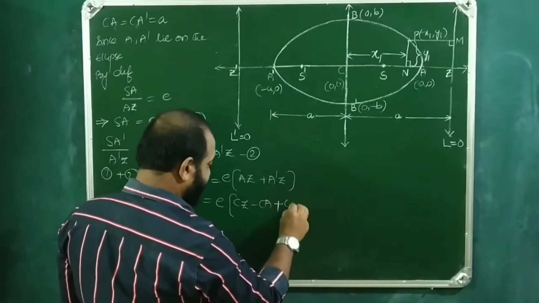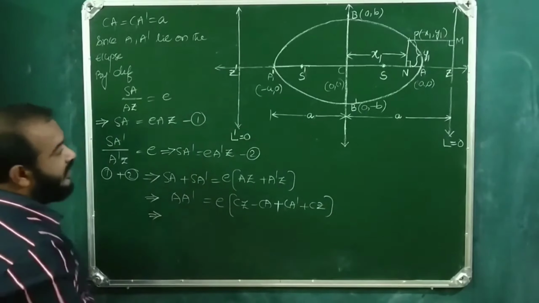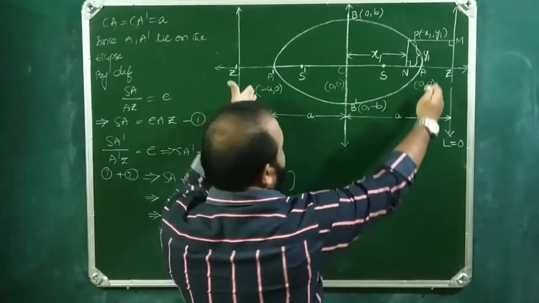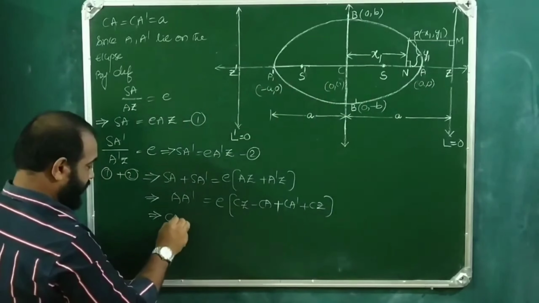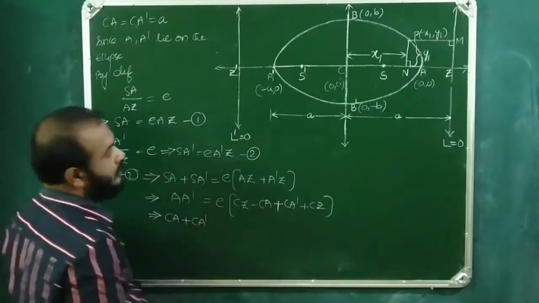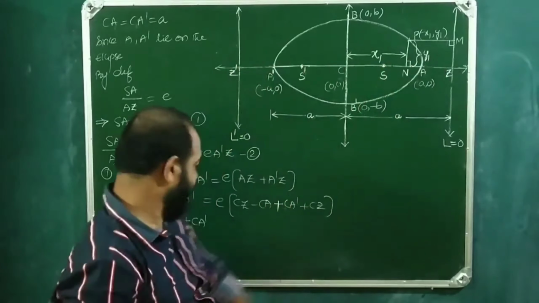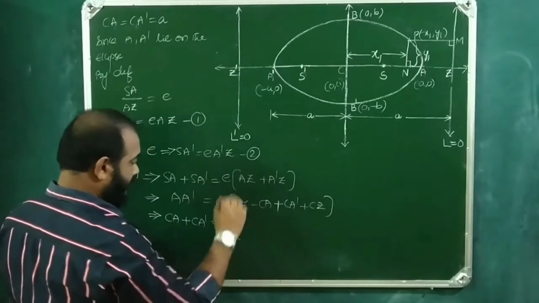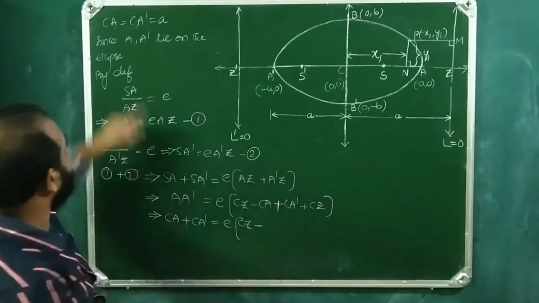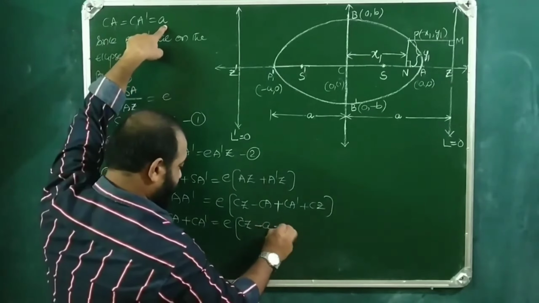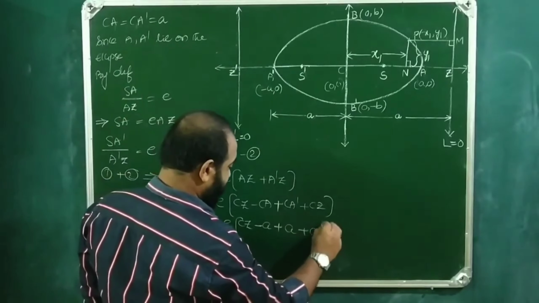CA dash plus CZ, and here A dash is nothing but CA plus CA dash. Total A dash is CA plus CA dash, which equals E into CZ minus CA. CA is A, plus CA dash is also A, plus CZ.